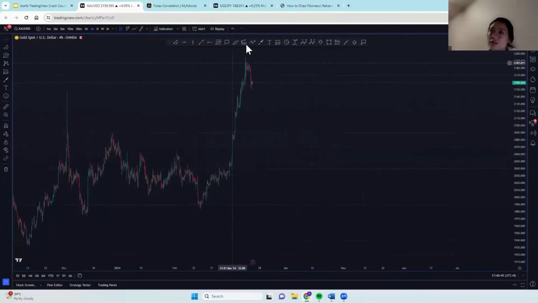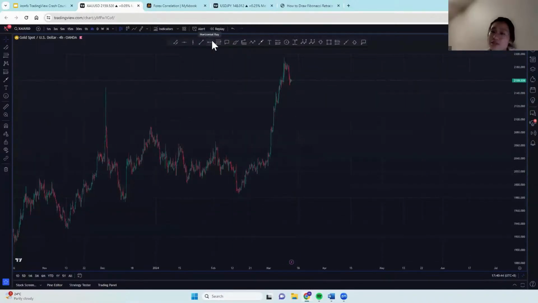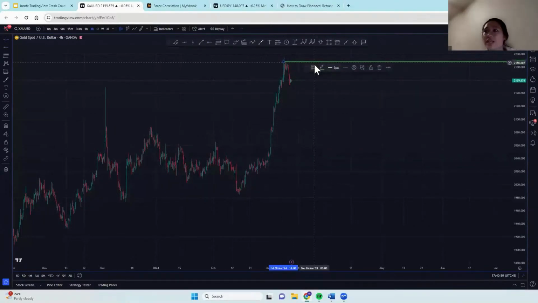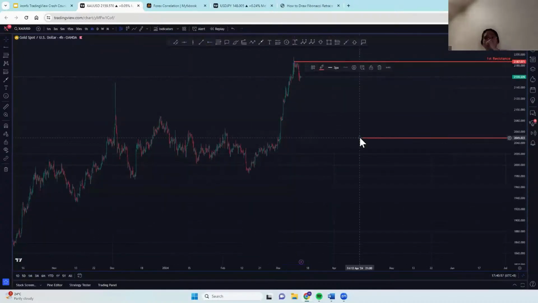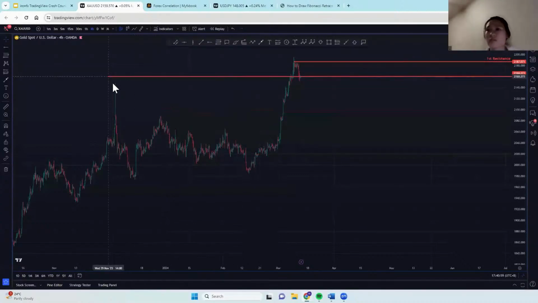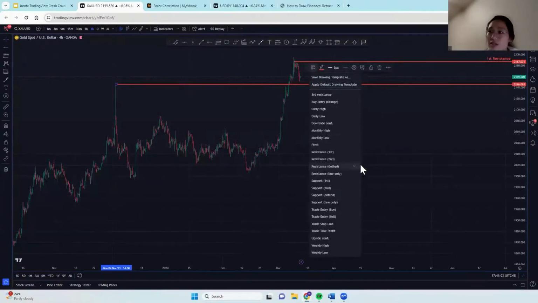Okay, so going in with our support and resistance levels again, I'm using this horizontal ray, firstly placing it at this first resistance, this very high. And then my first support, I will just place it here.